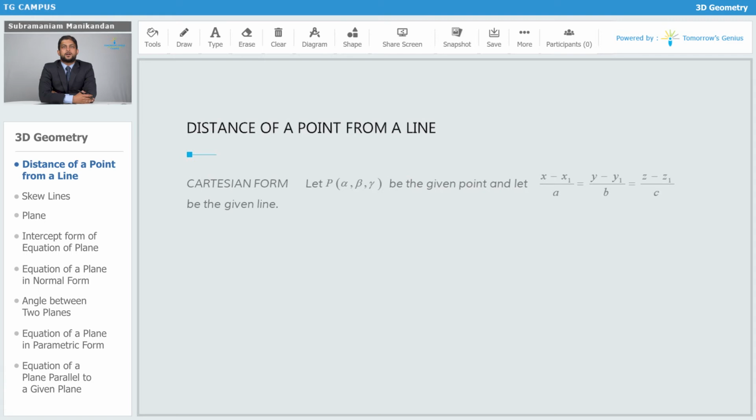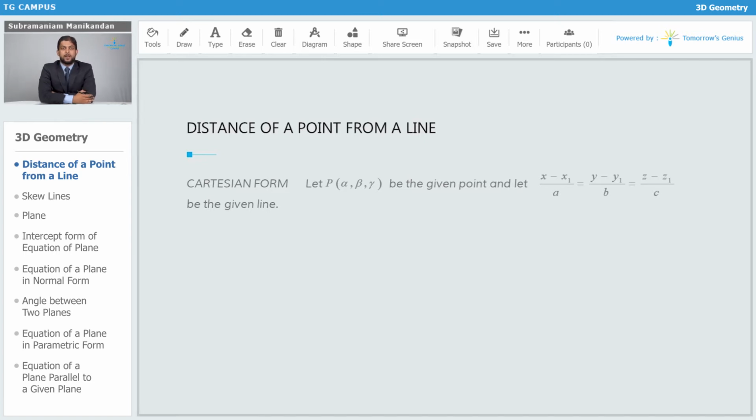Next, let's look at how to find out the distance between a point which is given in space and a line which is also in the three-dimensional space whose equation is given to us. Now, if you remember from two-dimensional geometry, the distance of a given point (x1, y1) from the line ax + by + c = 0 was pretty straightforward.